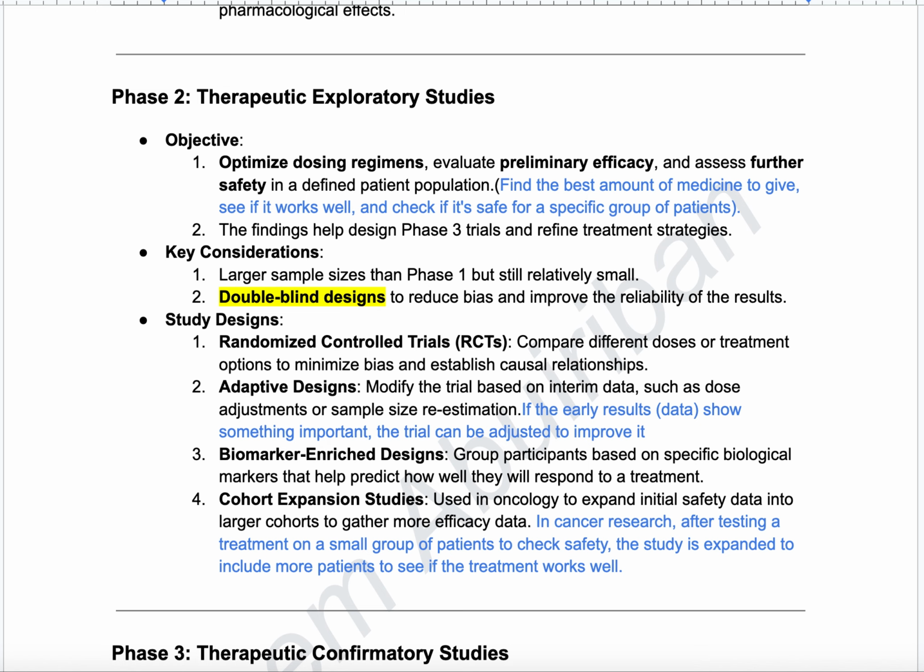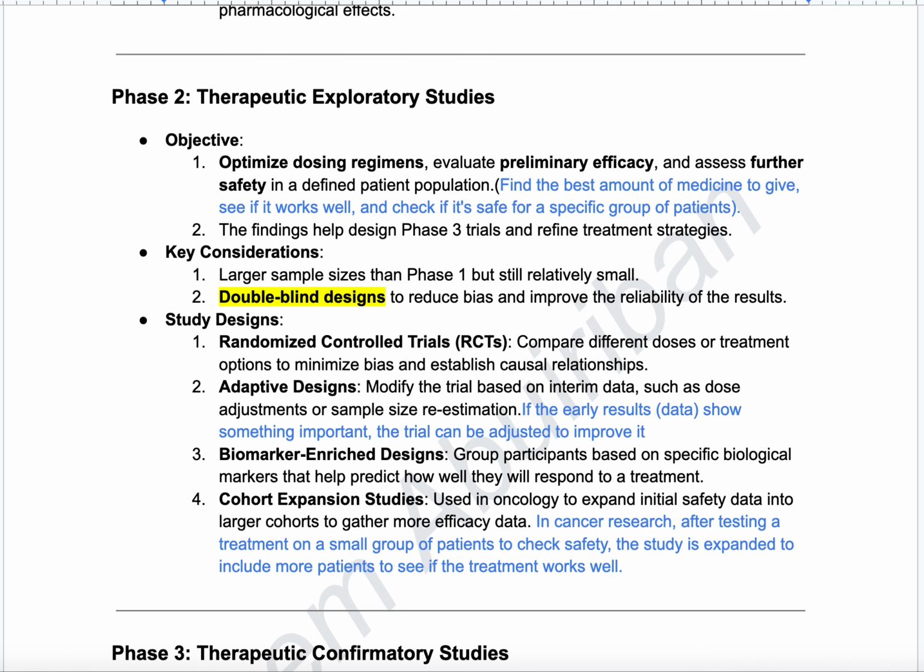About the key considerations: larger sample sizes than phase 1 but still relatively small. Double blind designs, which means the participants and researchers don't know what the treatment is, to reduce bias and improve the reliability of the results. The study designs are like randomized controlled trials, comparing different doses or treatment options to minimize bias and establish causal relationships.